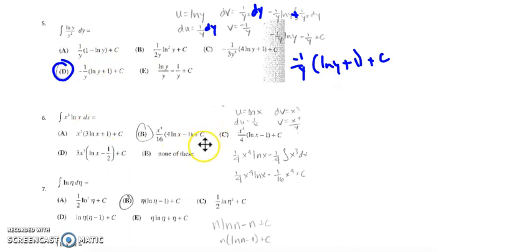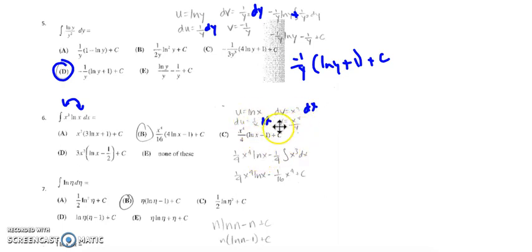Number 6, I think it's an interesting one because it's written in the order of x cubed ln of x, but I'm actually going to sort of think about it backwards, and it's an integration by parts problem. So we'll go ahead and call our u ln of x. du would be 1 over x dx. dv would be x cubed dx, and then when I integrate dv, I get x to the 4th over 4.